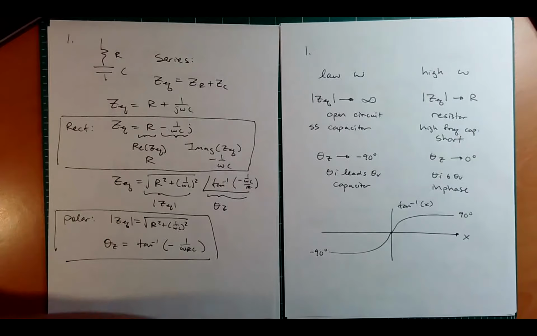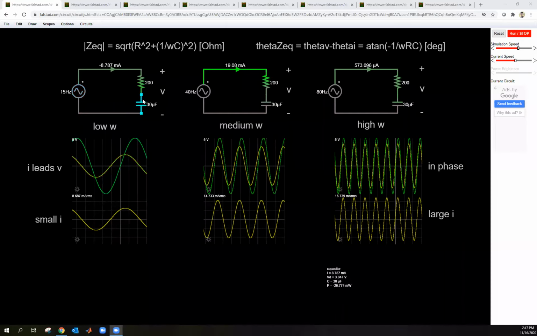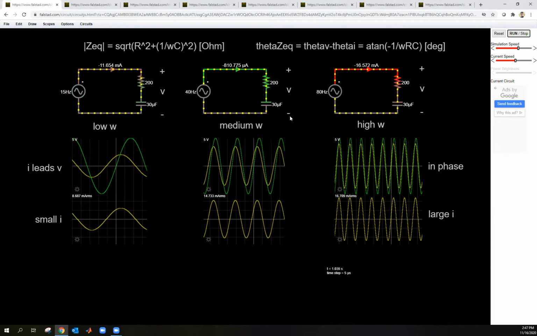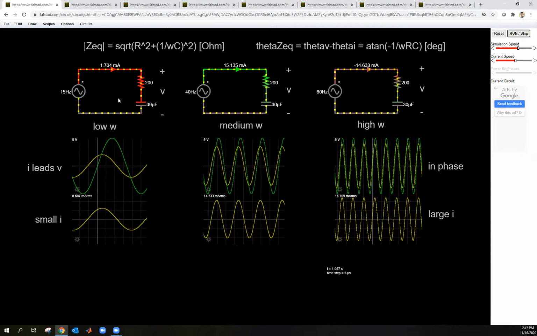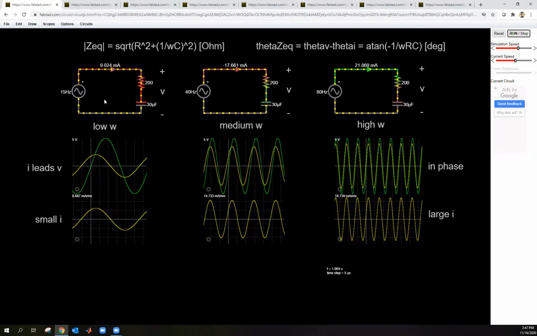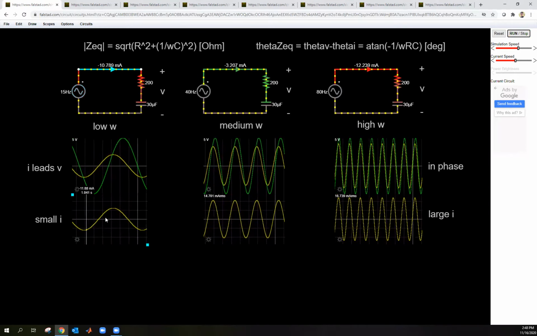So let's go over here to the simulation and let's see what we got. So here's a simulation of a resistor and a capacitor in series. And do we get the same theoretical and intuitive matching? Let's double check. At low frequency, what do we have? We have the current leading the voltage by 90 degrees. Perfect. More capacitive. And we have a small overall current.